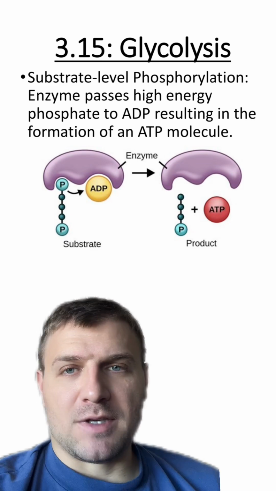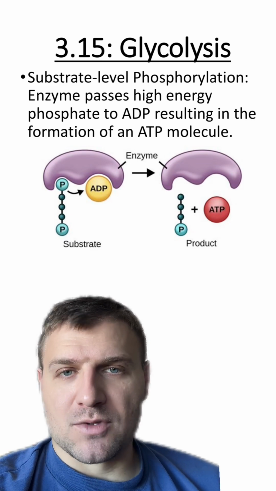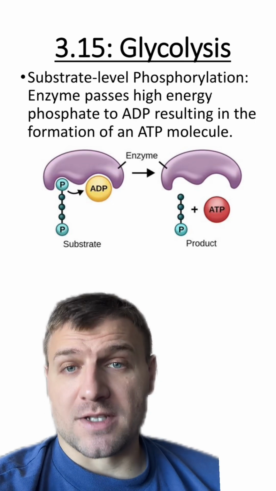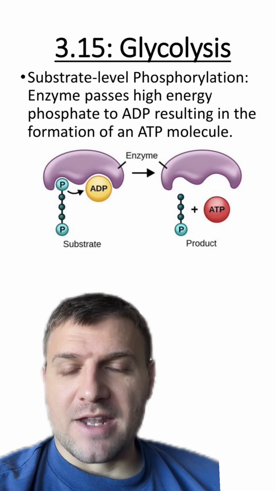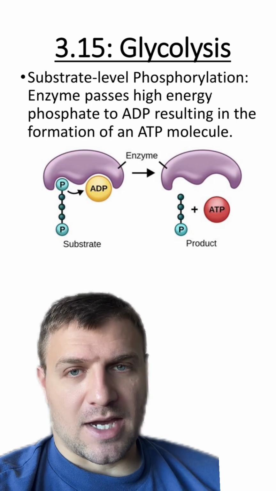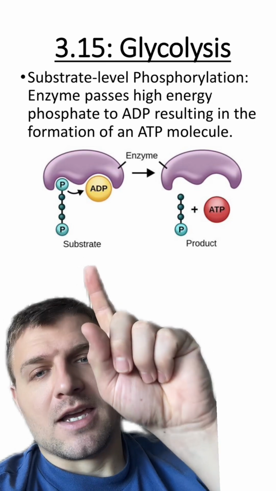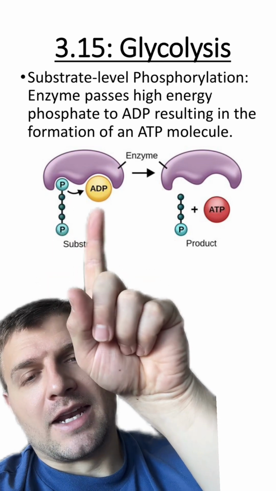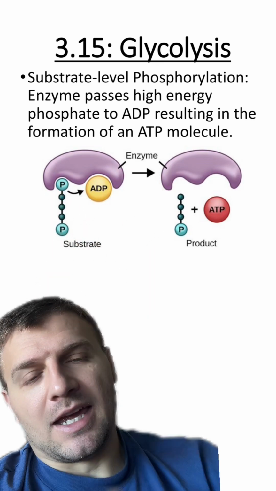Now, the type of ATP production that we're going to see in this step is called substrate level phosphorylation. Remember that phosphorylation just means that we're adding a phosphate group to something. And substrate level is talking about how an enzyme is going to facilitate this reaction. So you can see here our enzyme is facilitating a reaction where it's going to take a molecule with a phosphate group and add it to ADP, making it ATP.